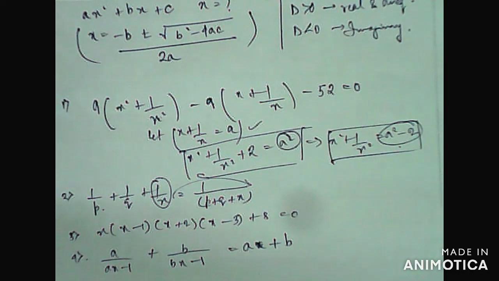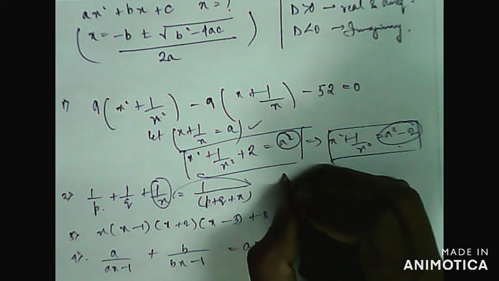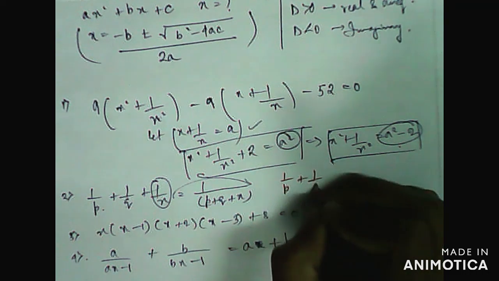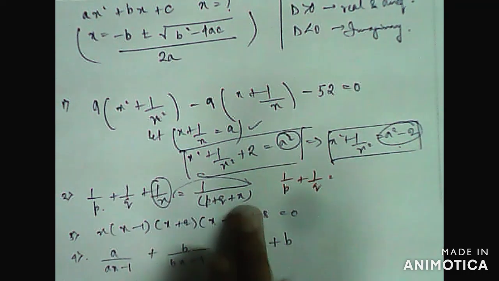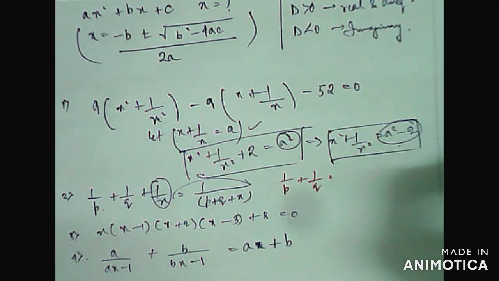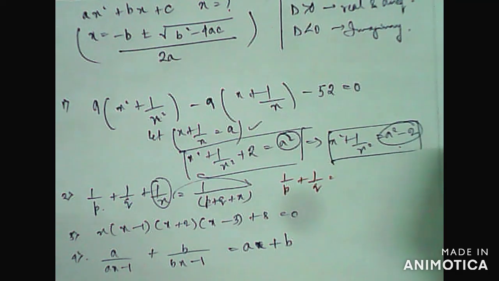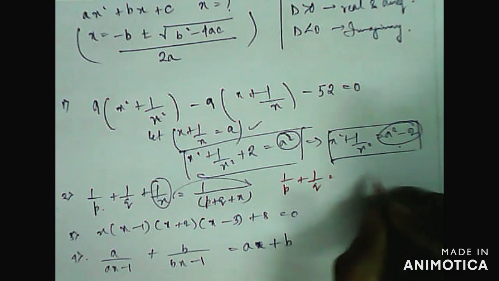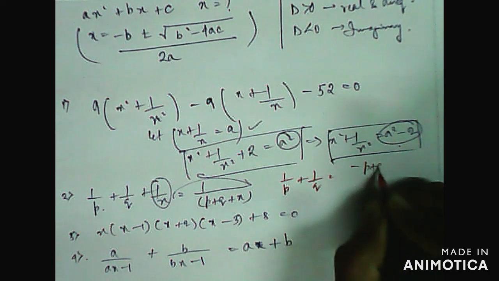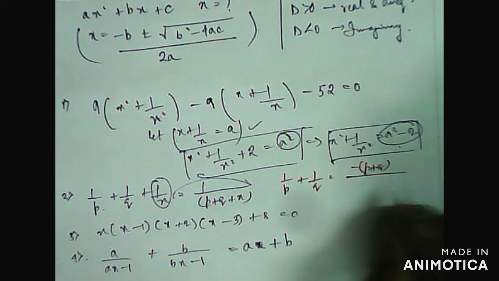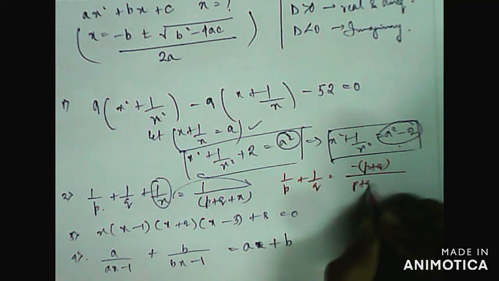Okay, what you need to do is 1 by p plus 1 by q is equal to, when this comes to this side, what you will get is minus of p plus q in the numerator, and in the denominator you will get p plus q plus x into x.